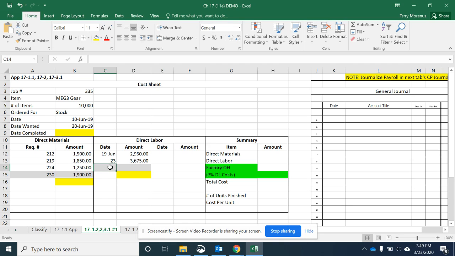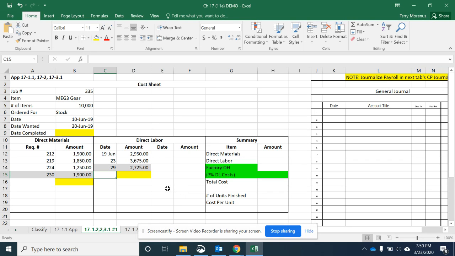The next one is June 29th, a total of all job time records for job number 335 for the day. That means the labor: what do we have to pay the folks who actually create this product? We're going to keep track of that on a daily basis. On the 29th, it looks like the direct labor cost for this company was $2,725.